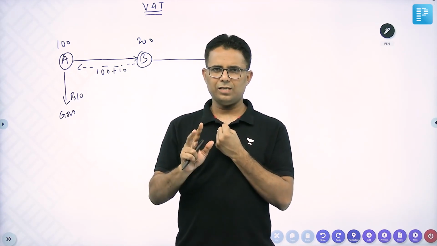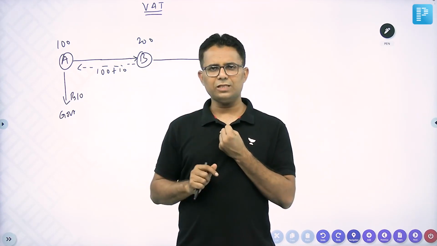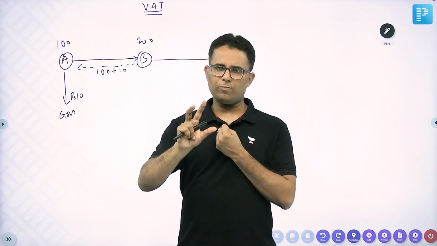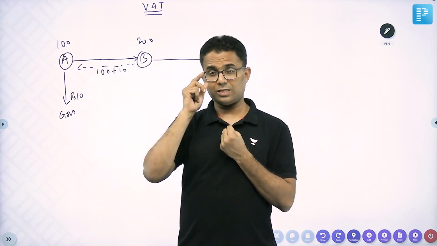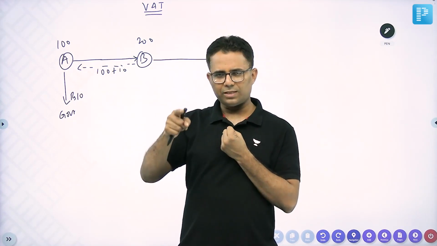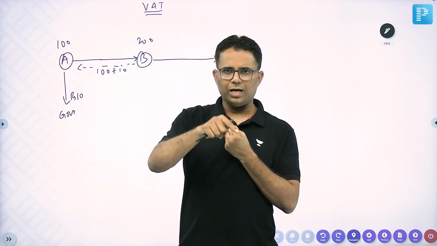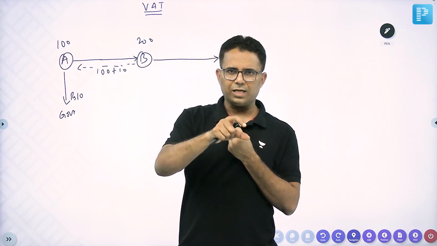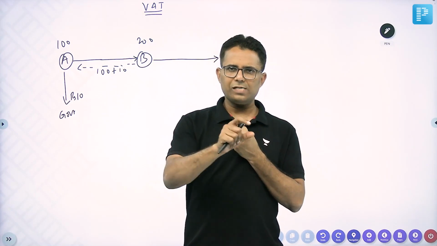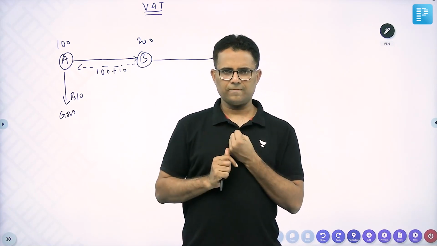See, ultimately, in this case, how much tax government will get? 10 rupees on 100, 20 rupees on this. So government will ultimately get 30 rupees tax. So if every supplier pays tax on their value, ultimately government will get the tax on total value of the product.